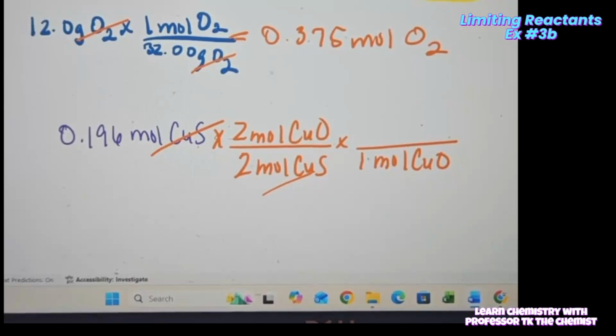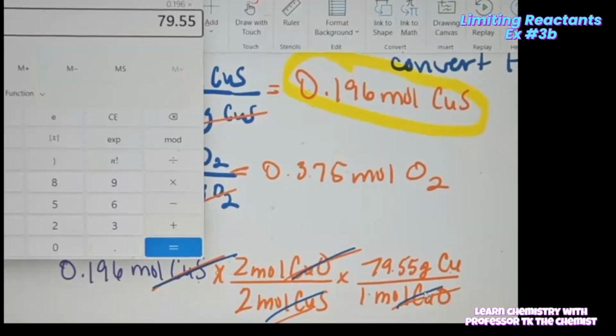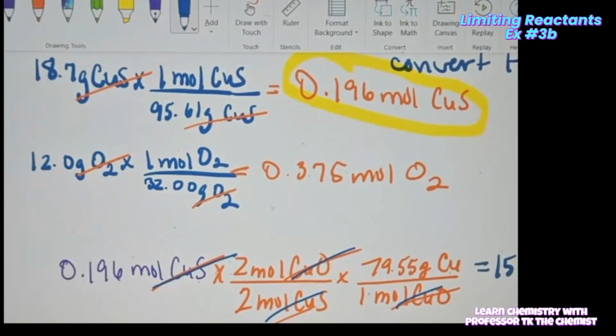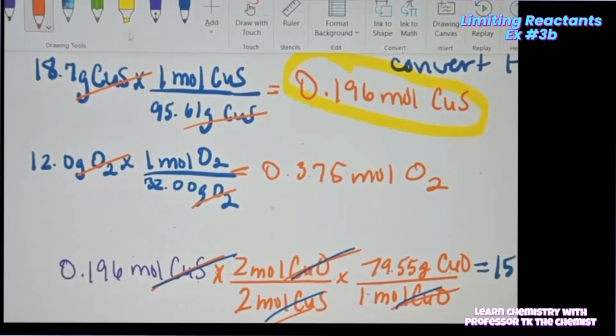Now, y'all do know you need the copper 2 oxide's molar mass, right? So in case you haven't gotten that, you do need the molar mass, which is 79.55 grams, okay? Again, cancel out the units you don't need anymore. And just like that, here it is. 15.6 is the answer. 15.6 grams of copper 2 oxide is the answer.